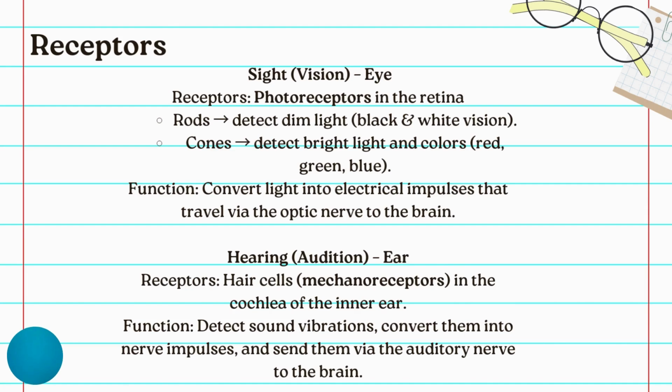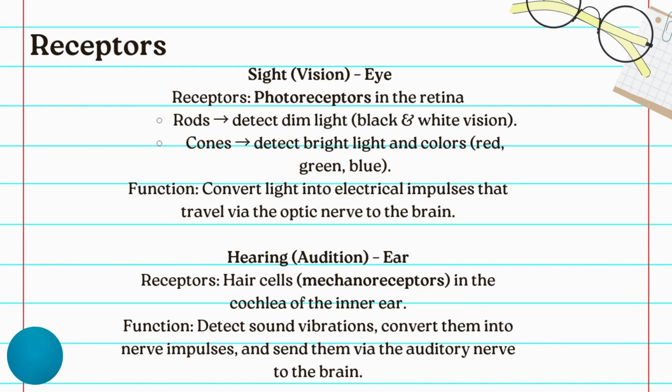For the first receptor, we're going to be looking at sight, which is our vision. In our eye, we have things called photoreceptors. They are in our retina, and on the retina there are rods and cones. Rods detect dim light, like black and white vision, and cones detect bright light or color vision, like red, green, and blue. Your photoreceptors will receive the light stimulus and then turn that light stimulus into an electric impulse, and it will be carried to your brain via the optic nerve.